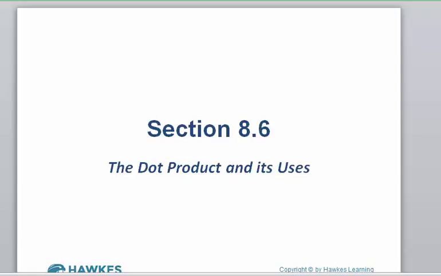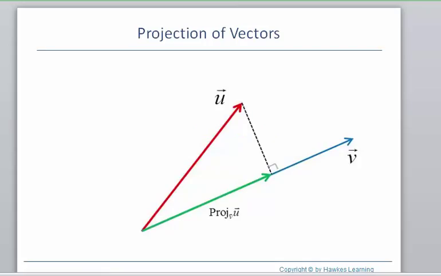We're now going to continue section 8.6 and continue discussing the dot product. Quite often we will have a problem where, in order to work the problem, we need to be able to decompose a vector into the sum of two other vectors. So I want to look first at this with you. And this is the idea of what is called a projection of vectors.